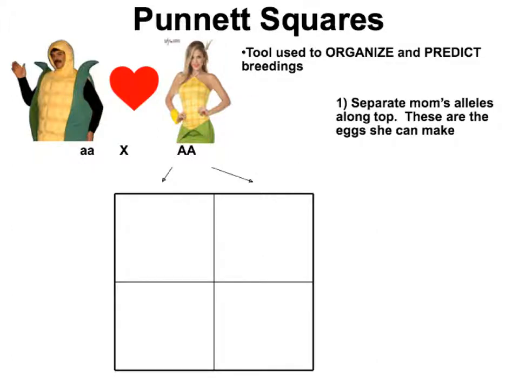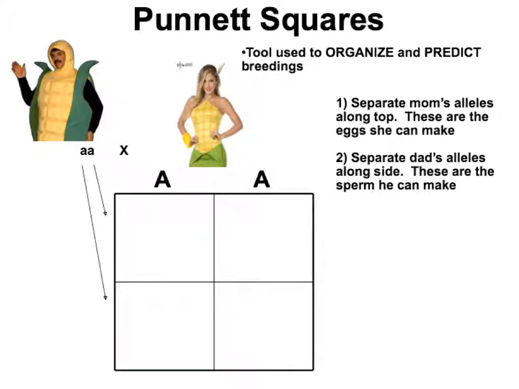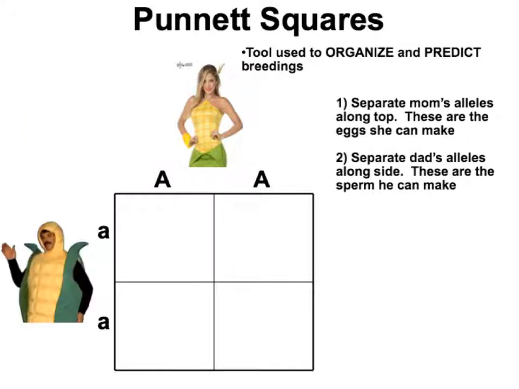So step one of making a Punnett Square is to separate the mom's alleles along the top, and these alleles are going to represent the eggs that she can make. So let's put her along the top. We've separated her genotype of big A, big A into the two boxes. Our next step is to separate the dad's alleles from his genotype along the side, and these are going to represent the sperm that the dad can make. So we separate his homozygous recessive into those two boxes.